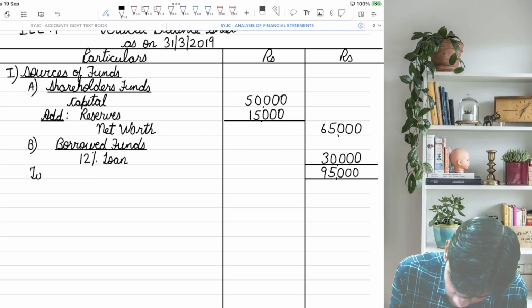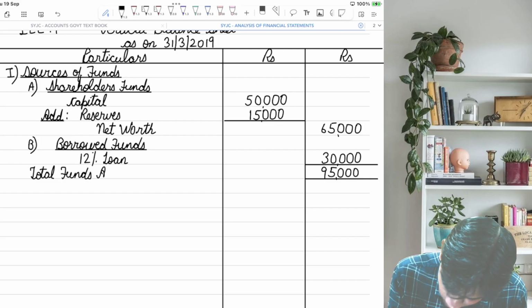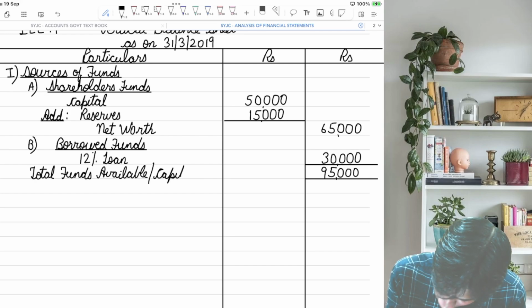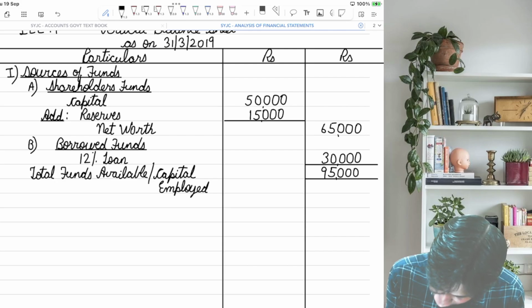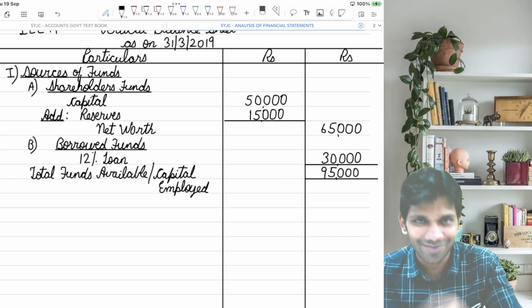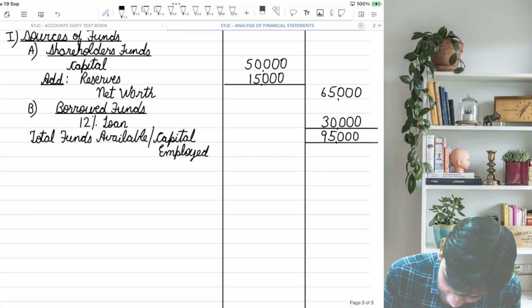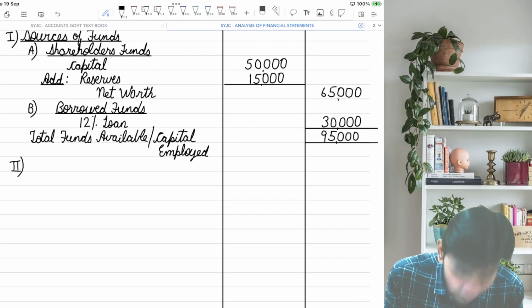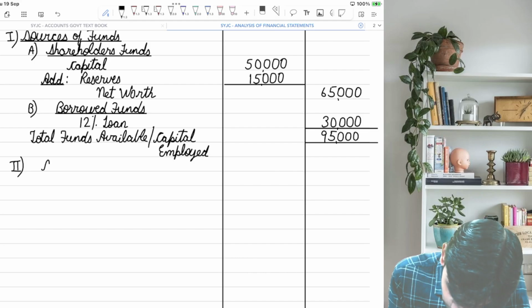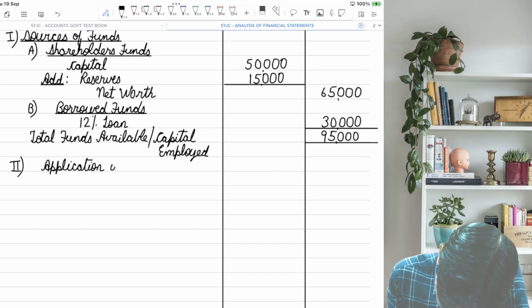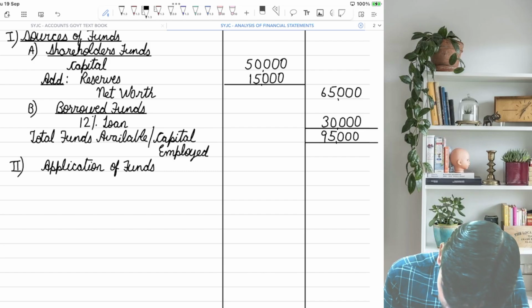This is total funds available, or you can say capital employed. What you can say? Capital employed. I hope the balance sheet liability side is clear. You can say total funds available or capital employed. Now let's go for the second half of the balance sheet, that is Roman number 2, which will say application of funds.